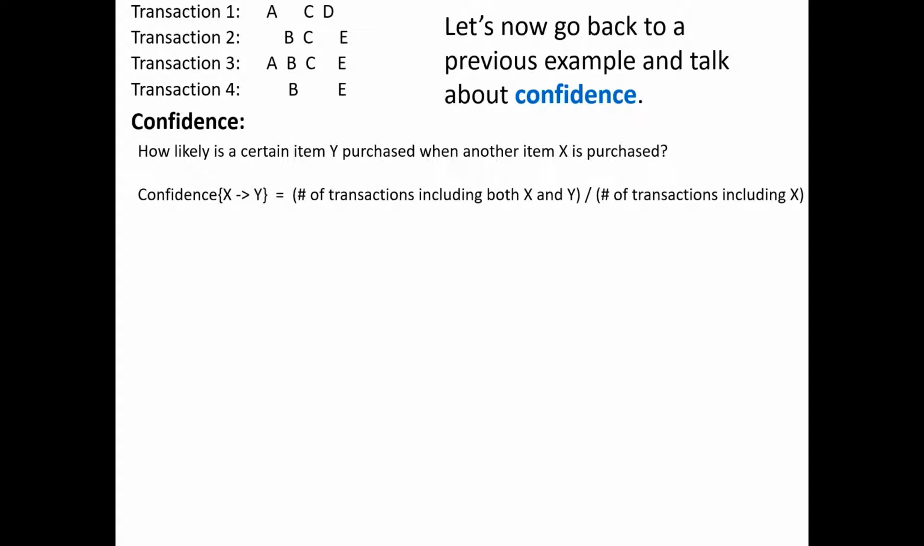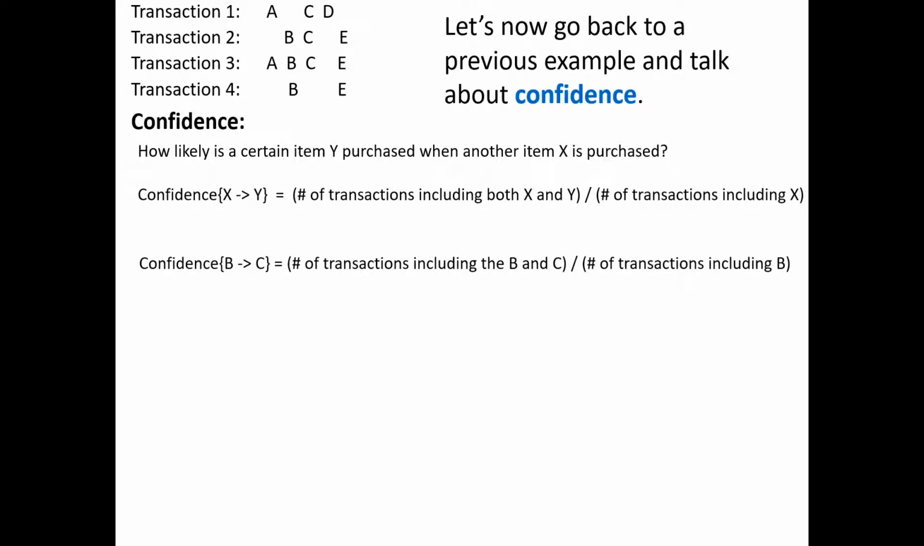The way we find that is we take, on the top of the fraction, the number of transactions including both the X and the Y, and then we divide that by the number of transactions including X. So for the bottom one, we're not looking at the total number of transactions like we've done before. We're looking at just the number of transactions that involve whatever the first item is that's mentioned in what we're looking for.